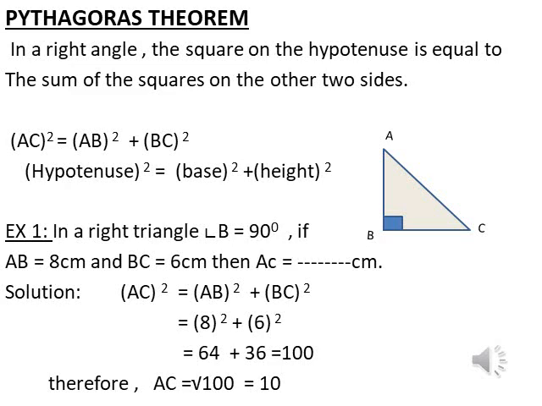So here we got AC square as 100. But we do not want AC square, we want AC. So we have to take the root of 100. AC is nothing but the root of 100, and we know the root of 100 is 10.